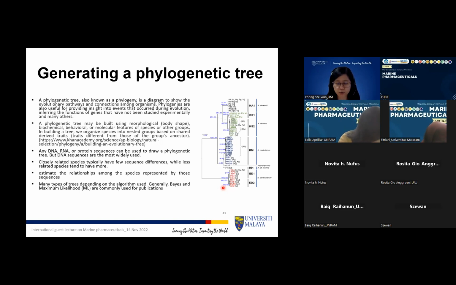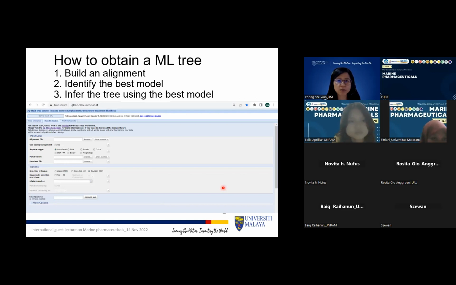If you want to understand more about these different types of trees, then you can try to read from the internet. I don't have time to cover that for today, I'm afraid. So how to obtain a maximum likelihood tree? Just now you have built an alignment. So the next step is we need to know which is the best model to infer the tree, to draw the tree. After you have identified the model, we will run the tree. So now I will show you how to do this using this web page, IQ-TREE.